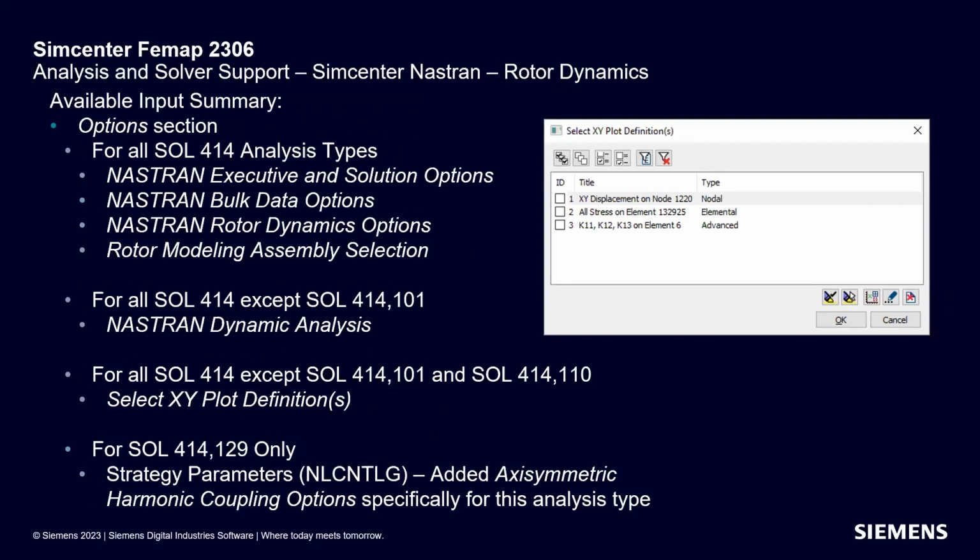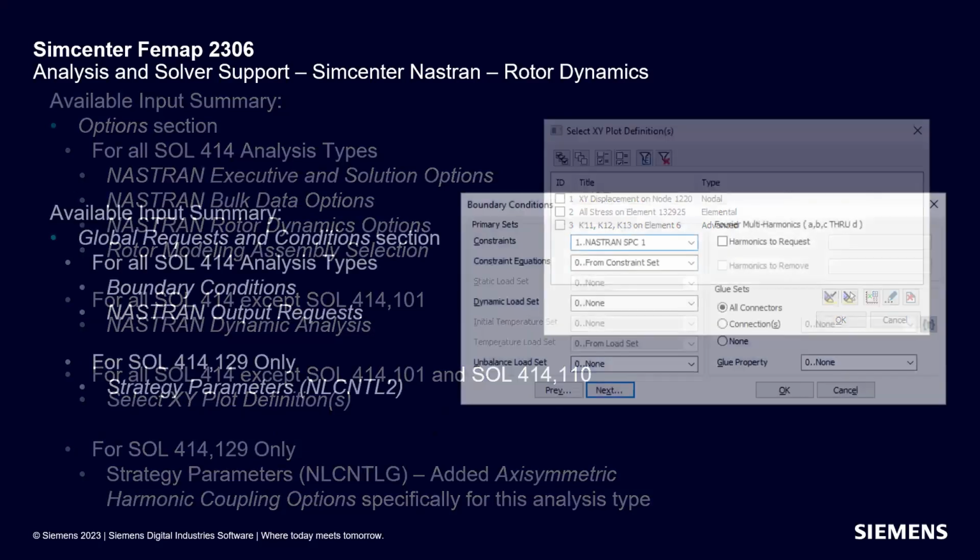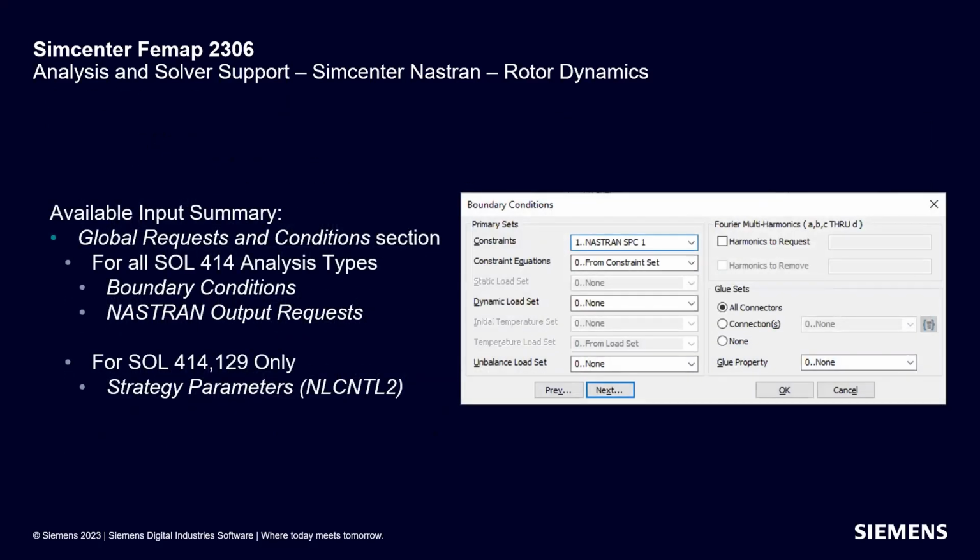Yeah, and this is just a little bit more about what's available in each analysis type. For all the Solution 414 types, executive and solution options, bulk data options, rotor dynamics options, and the rotor modeling assembly selection where you actually pick the rotors, those are available in each one. Then there are some various ones that are available for your different solution sequences in 414. So some can actually have strategy parameters, like Solution 402, dynamic analysis, XY plot definitions, etc. And just sort of what's available.